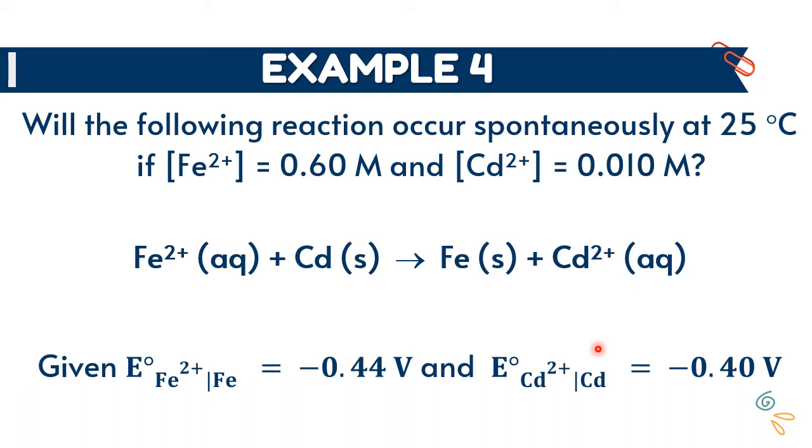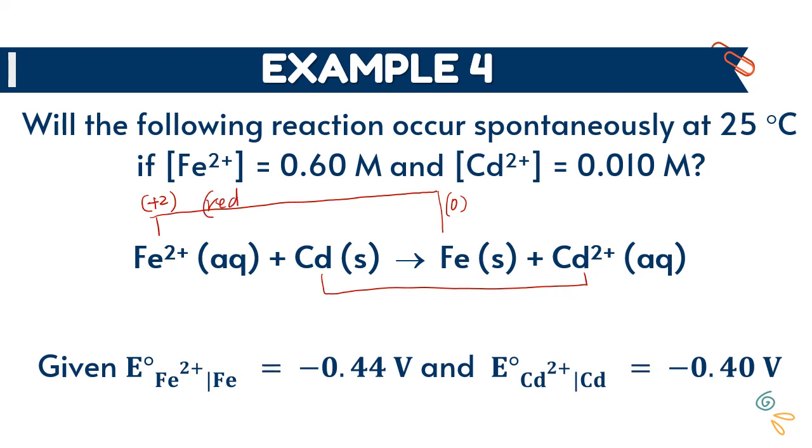Anode and cathode will be based on this. So what you need to do here is match it, and then find which half equation will undergo oxidation and which one will undergo reduction. For iron, it's positive 2 to become 0, meaning Fe2+ undergoes reduction. So if it undergoes reduction, it will be at the cathode.